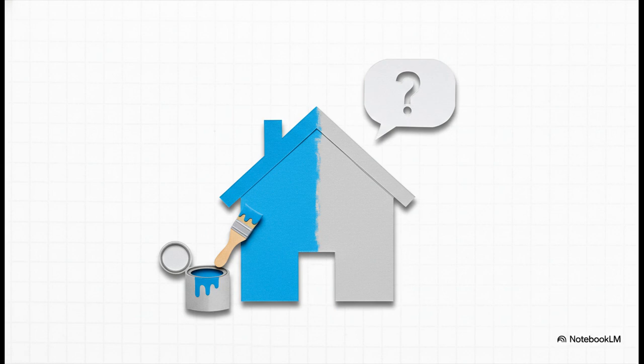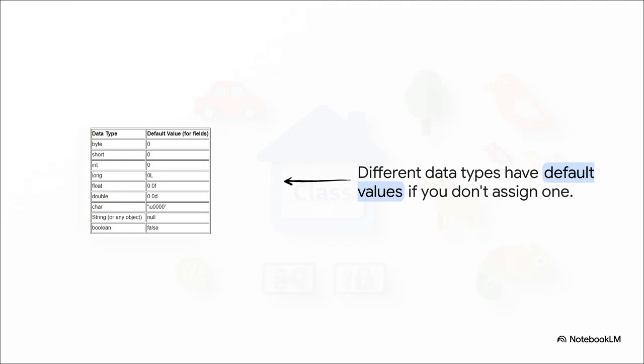Nope, they're going to use a default, a standard coat of primer. And programming works exactly the same way. Just like that primer paint, every type of data in programming gets a default value if you don't give it one. Numbers start out as 0, true-false values become false, and more complicated things default to null, which just means empty. It's like a built-in safety net that helps keep your code from crashing.